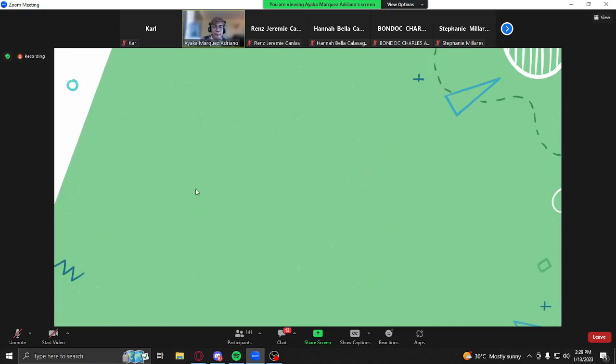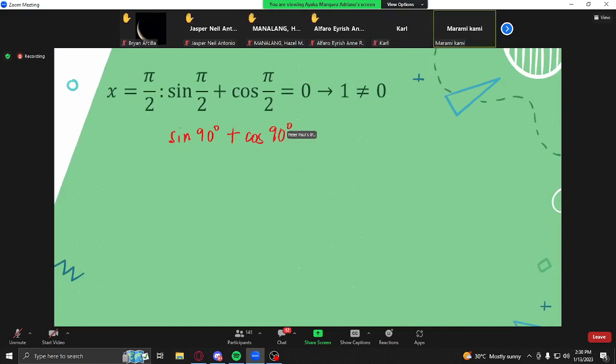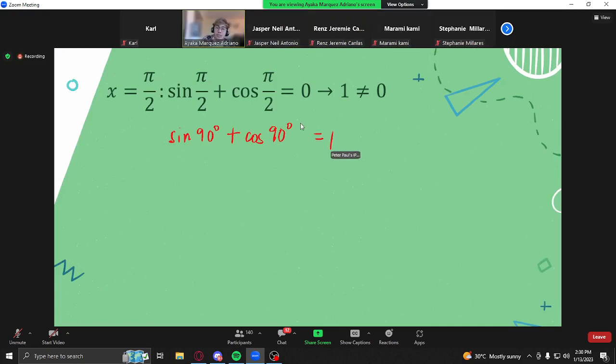So wala pa doon yung hinahanap natin na answer. Now let's try 90 degrees, which is pi over 2 radians. So can you try in your scientific calculator sine 90 degrees plus cosine 90 degrees? 1 po, sir. Jasper, what is the answer? 1 po, sir. So hindi pa rin siya yung 0 na hinahanap natin.